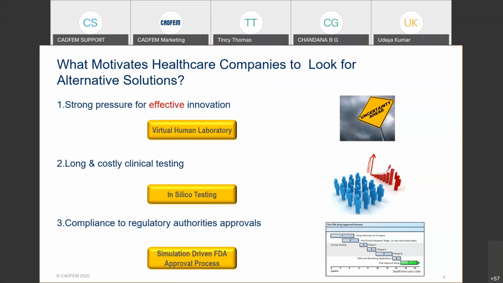So basically the solution for all these things is going for simulation. You can create your own virtual human laboratory, that is, making human body tissues and doing a simulation in that. As I mentioned, in silico testing, where you don't need an actual person to test, but by simulation you can understand how the product is working inside a human body.